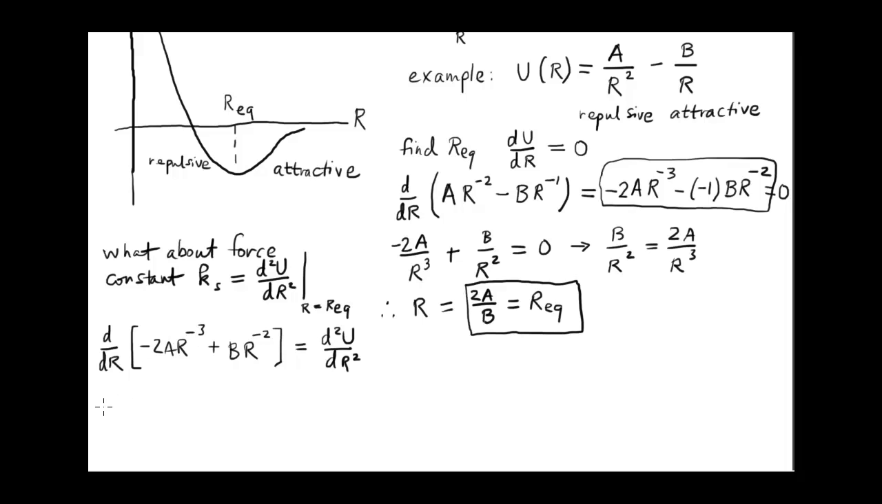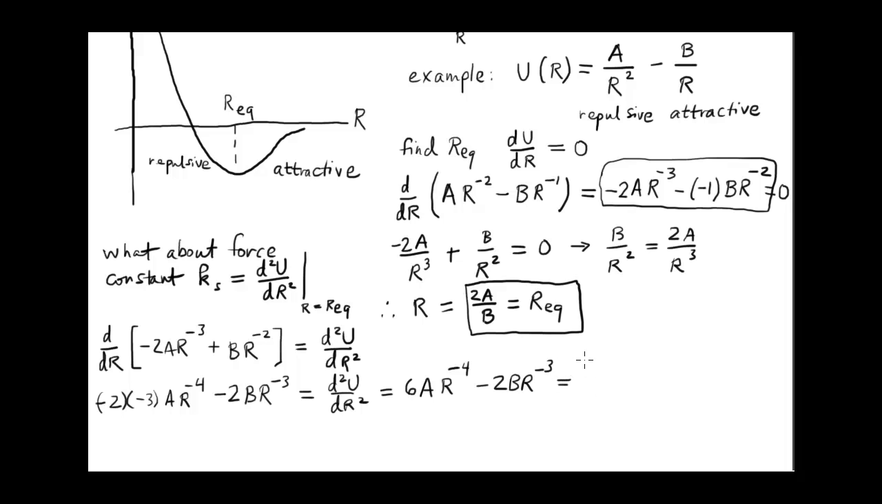Let's see, the negative 3 will come down, so I have negative 2 times negative 3 times a r to the minus 4. The second term, I bring down a negative 2 from the exponent times b times r to the minus 3. This is my second derivative. So I'll clean this up just a little bit and then plug in the value for Req, because the force constant is this second derivative when we plug in r equals Req. So first of all, negative 2 times negative 3 is 6. So this is 6a r to the minus 4. And then the second term is minus 2b r to the minus 3.